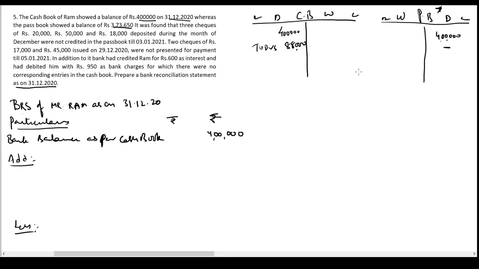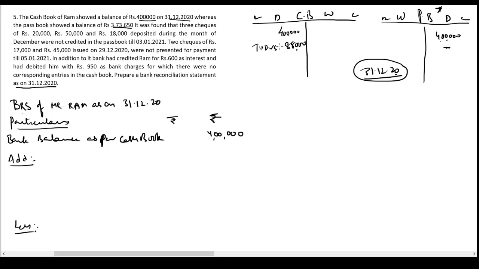We are preparing BRS as on 31st December 20. So please look at the passbook up to 31st December 20. Up to 31st December 20 there is no credit entry. The credit entry appeared in January. In January the balance will reconcile, but on 31st December there is a temporary difference which we are explaining through bank reconciliation statement. So on 31st December 20 there is no credit in the passbook.